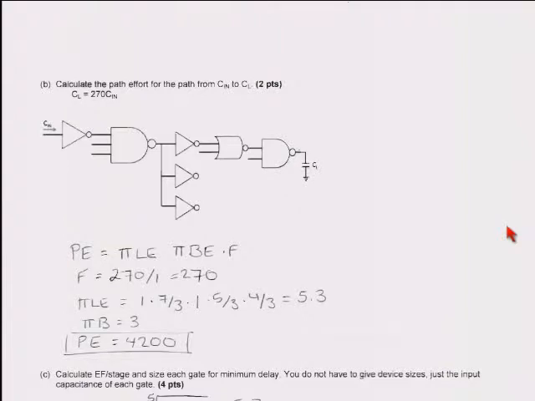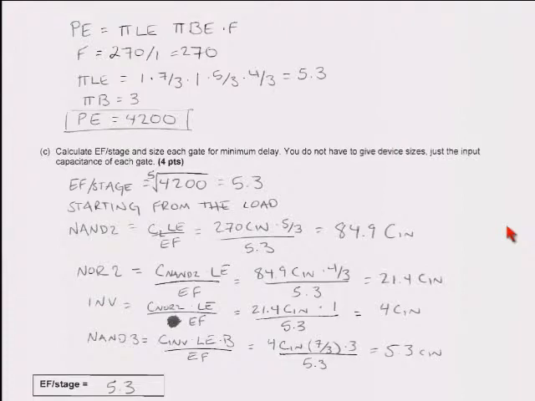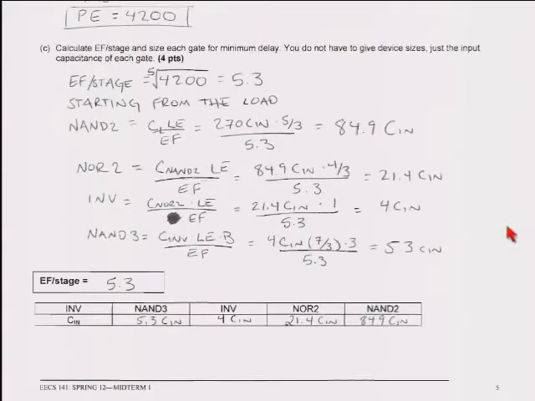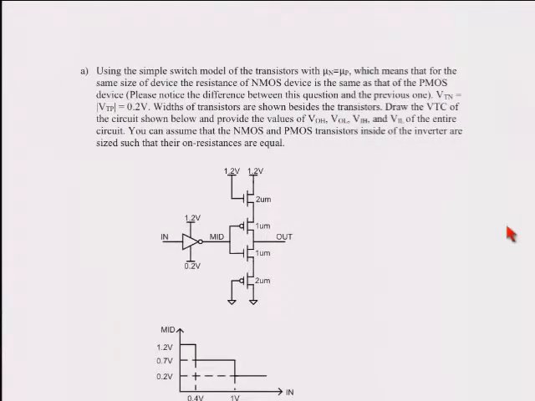So to figure out what the path effort is, you take the product of the logical efforts, which you have solved. We know F is the ratio of input and output capacity, and we know the branching effort is 3, so you get your path effort. And then we just do the usual thing. 5 stages, so the effort per stage should be 5.3, and then you can work backwards from the load and find the sizes. This is fairly standard fare. You should be able to do that in your sleep by now. Okay.